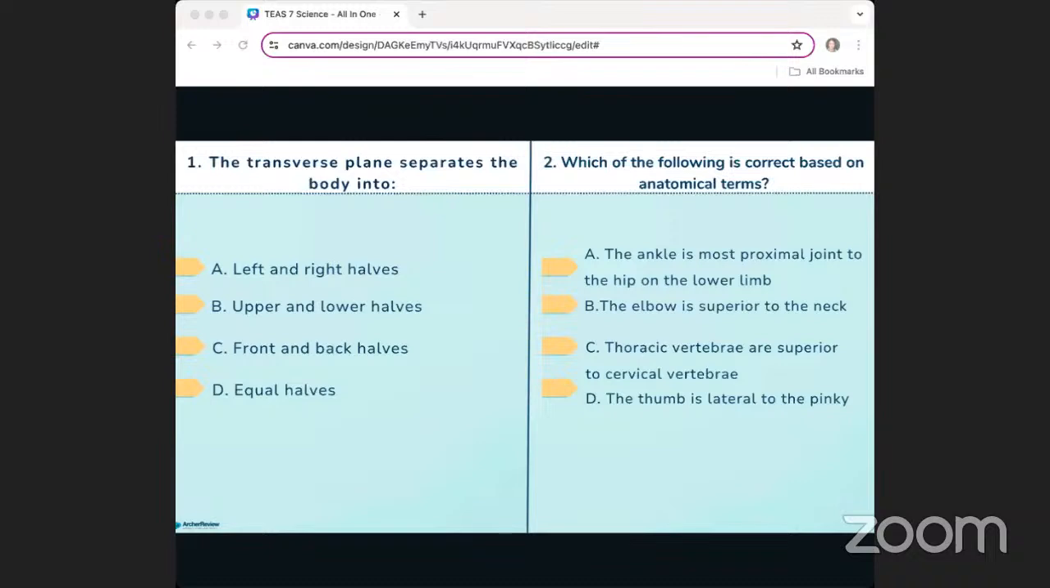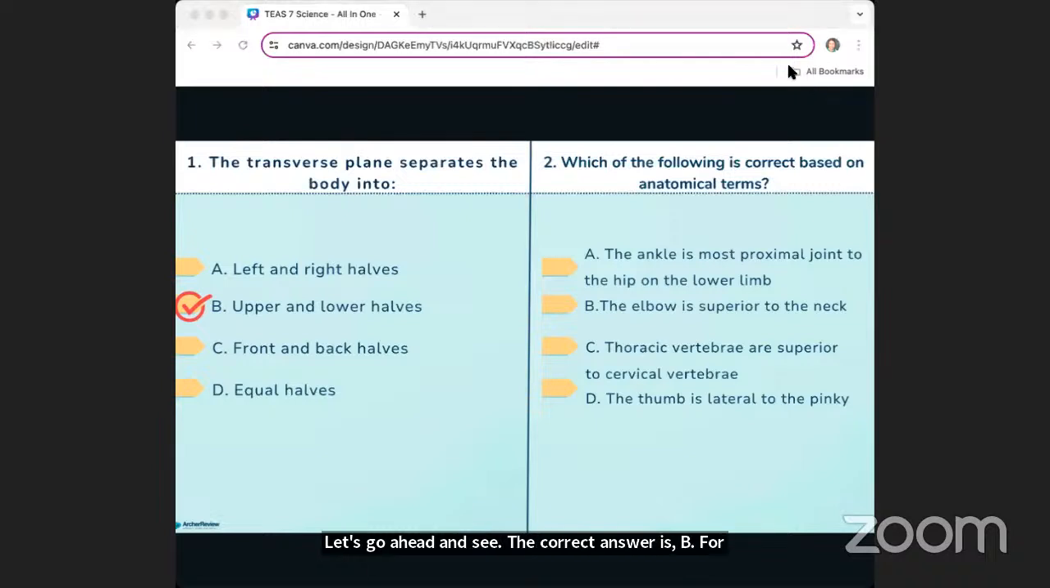All right, let's talk about question number 1. The question says, the transverse plane separates the body into, is it A, the left and right halves, B, the upper and lower halves, C, the front and back halves, or D, equal halves? Let's go ahead and see. The correct answer is B. I think everybody that I'm seeing so far chose B. Awesome job for your first question.